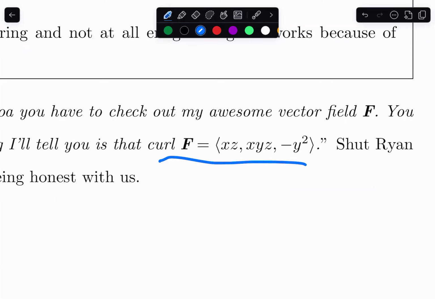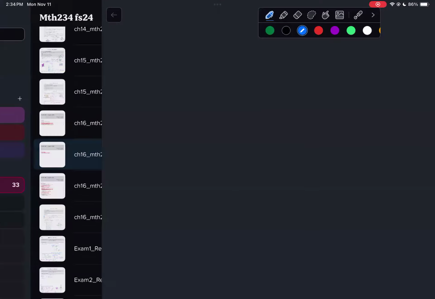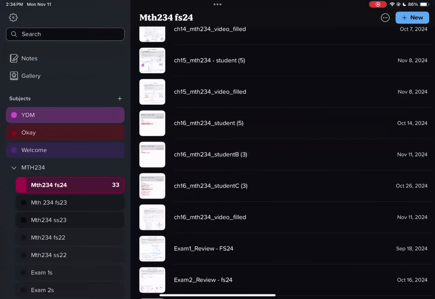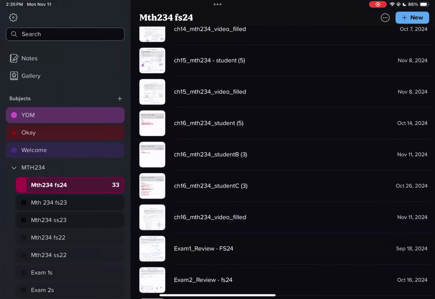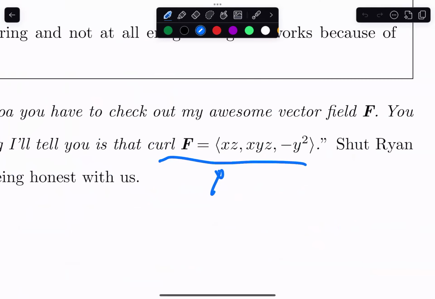Curl, it's made up of complicated stuff. If we go back to the pre-class video here and just stare at it really quick. Again, we would need our first component to be equal to R sub y minus Q sub z. And we would need our second component to be equal to P sub z minus R sub x. And we would need our third component to be equal to Q sub x minus P sub y. This would be very complicated to try to find a vector field that satisfies all of these things, especially because these are simplified down so nicely.